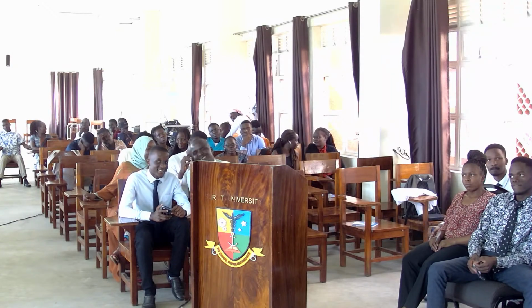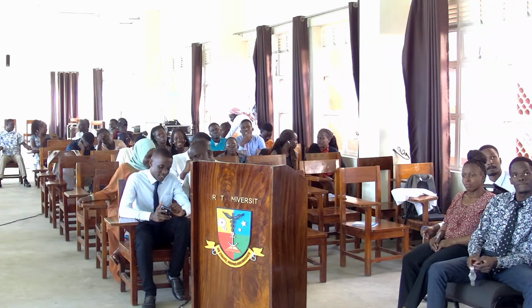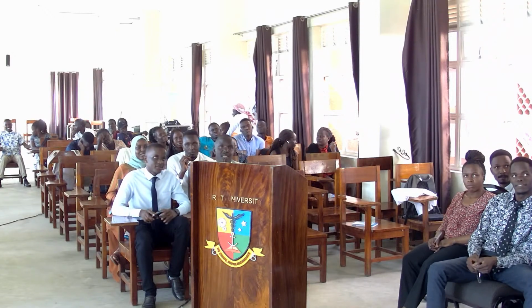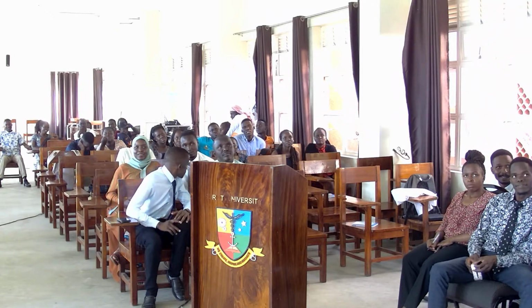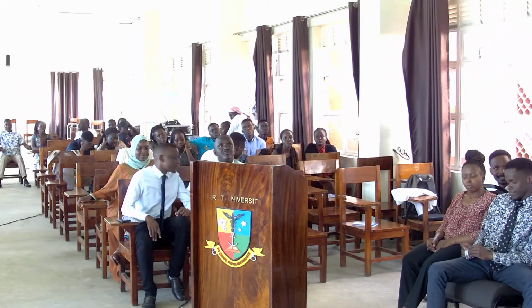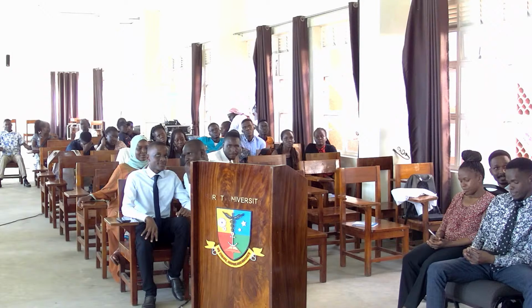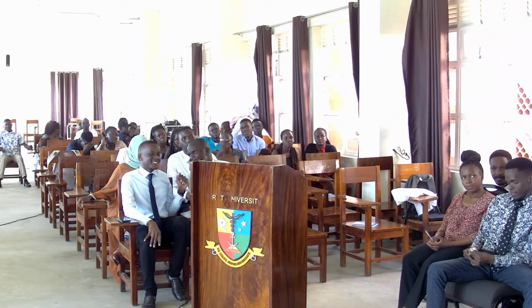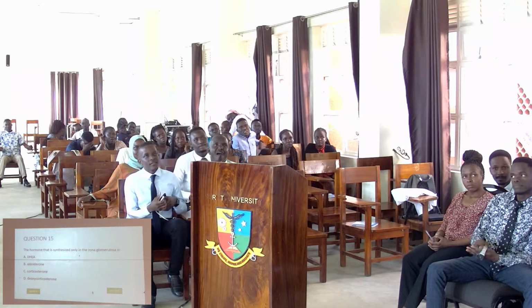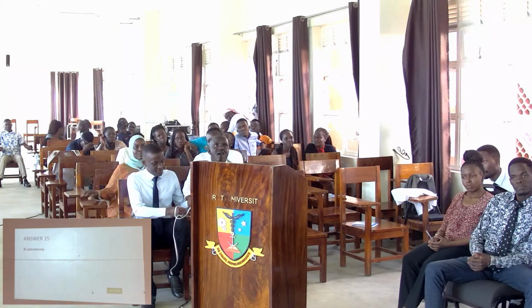Question 15. The hormone that is synthesized only in the zona glomerulosa is A. DHEA, B. Aldosterone, C. Corticosterone, D. Deoxycorticosterone. B for boy. Correct.